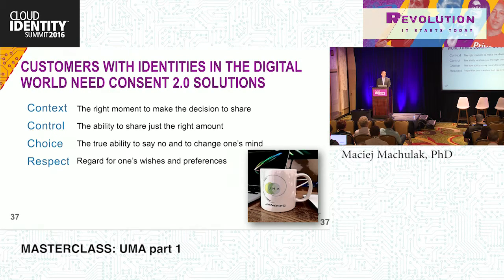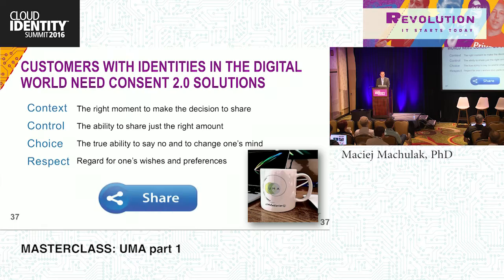Control, because you should be given the ability to just define the specific amount of information that you'd like to share. The choice: you may want to share information on Thursday and maybe revoke that access on Friday. And respect: maybe you would like to share the data under your terms and expect other people to respect your preferences.